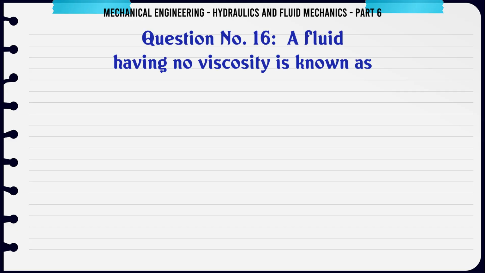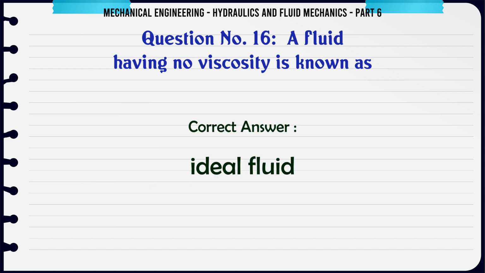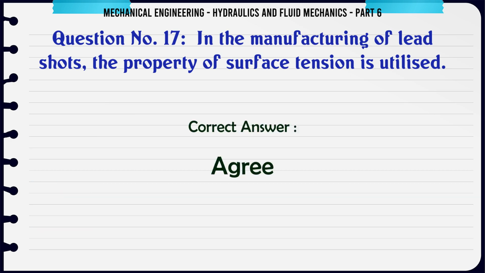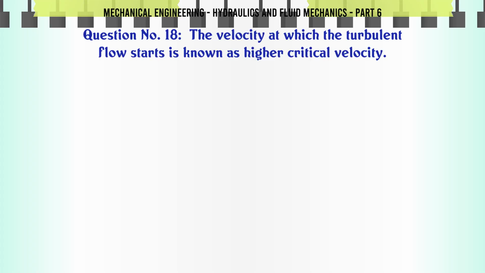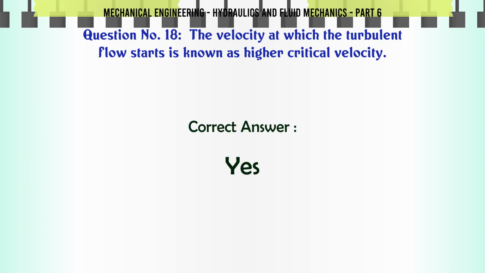A fluid having no viscosity is known as A. Real fluid, B. Ideal fluid, C. Newtonian fluid, D. Non-Newtonian fluid. The correct answer is ideal fluid. In the manufacturing of lead shots the property of surface tension is utilized. A. Agree. B. Disagree. C. D. The correct answer is agree. The velocity at which the turbulent flow starts is known as higher critical velocity. A. Yes, B. No, C. D. The correct answer is yes.